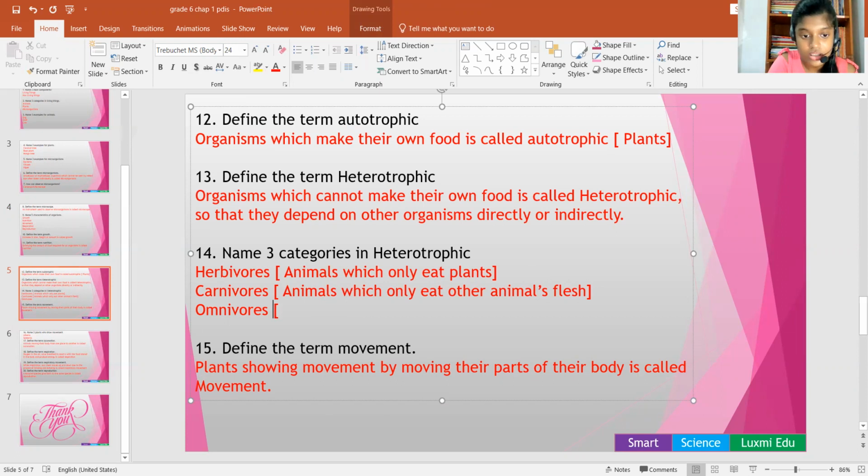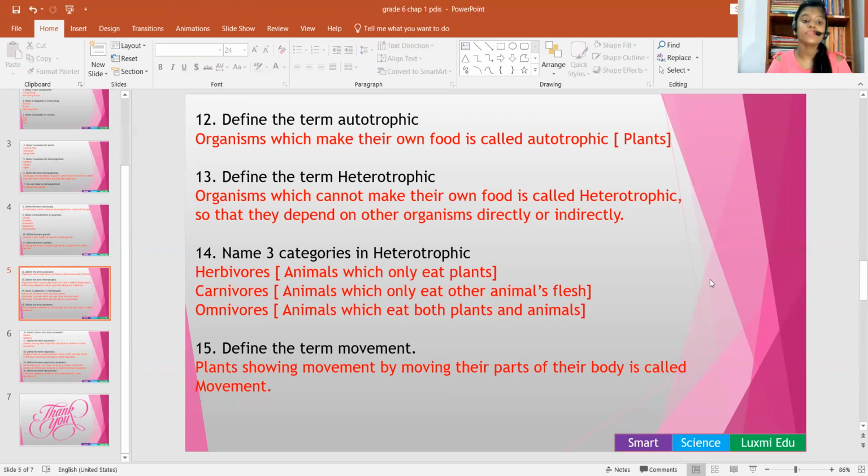Okay, now let's discuss omnivores. Omnivores mean animals which eat both plants and animals. Yes, both plants and animals, like us. Not only do we eat plants, not only do we eat animals, we eat both. So therefore, we belong to the omnivores category. Omnivores mean animals which eat both plants and animals.